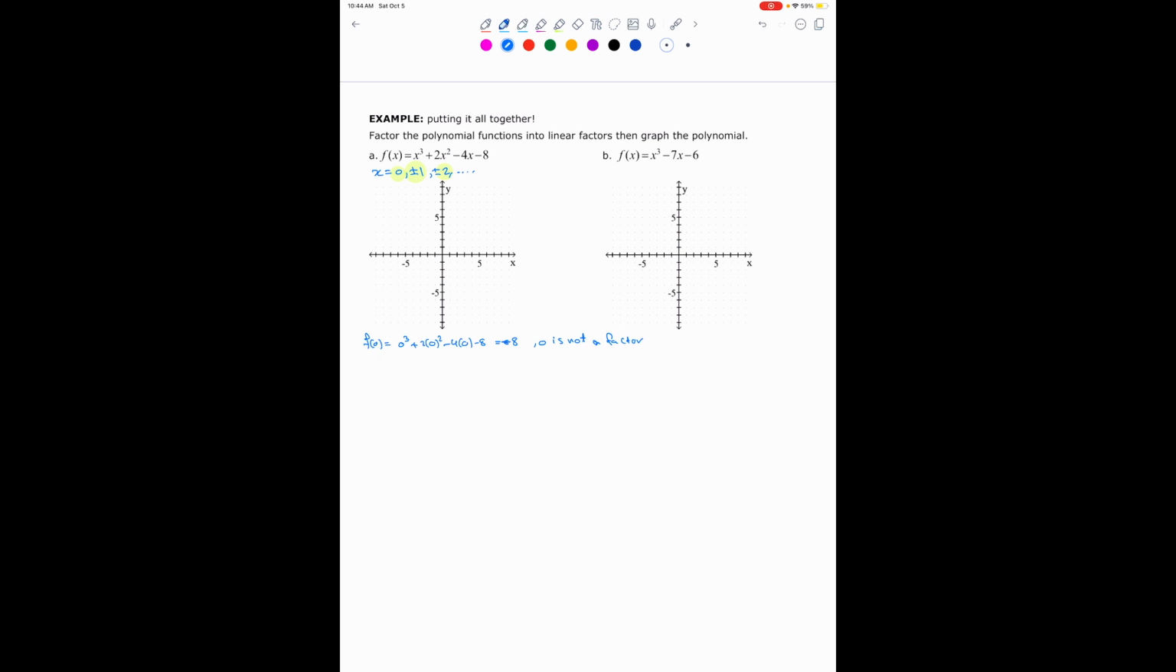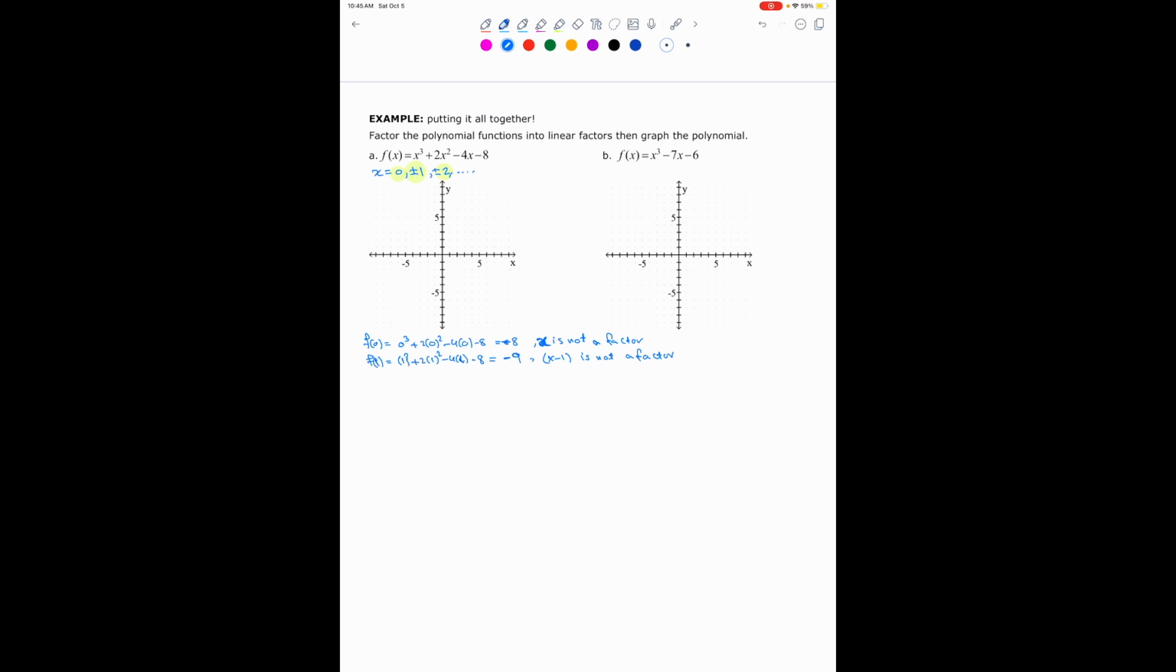I'm going to try 1. f of 1 equals 1 cubed plus 2 times 1 squared minus 4 times 1 minus 8. That will give you negative 9, sorry. That 1 is not a 0, or x minus 1 is not a factor. Let me scratch that. The previous one is x minus 0, which will give you x. In other words, 0 is not a zero, 1 is not a zero, and etc.